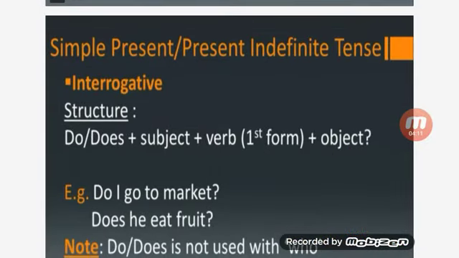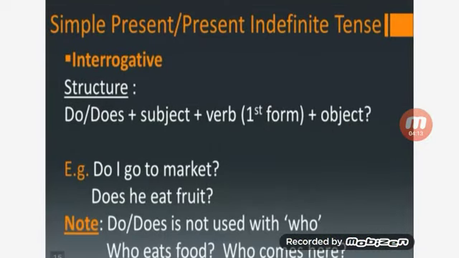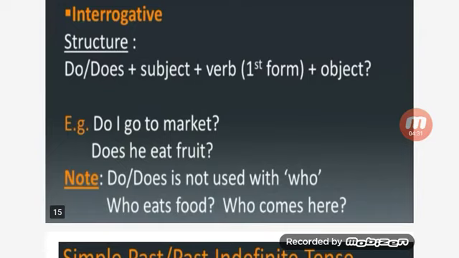Now interrogative sentences, and structure is do or does plus subject plus verb first form plus object, then question mark. For example, do I go to market? Does he eat fruit? Children, you have to remember do or does is not used with who.